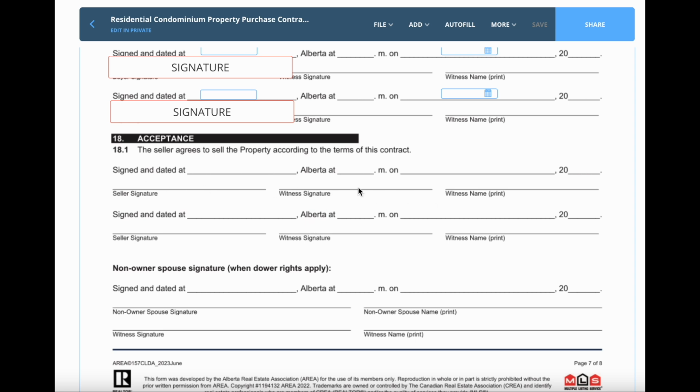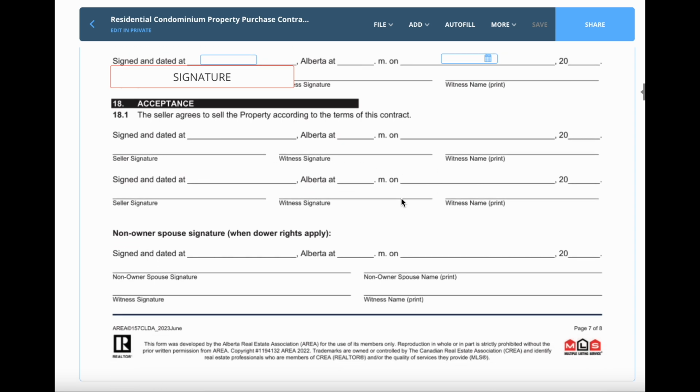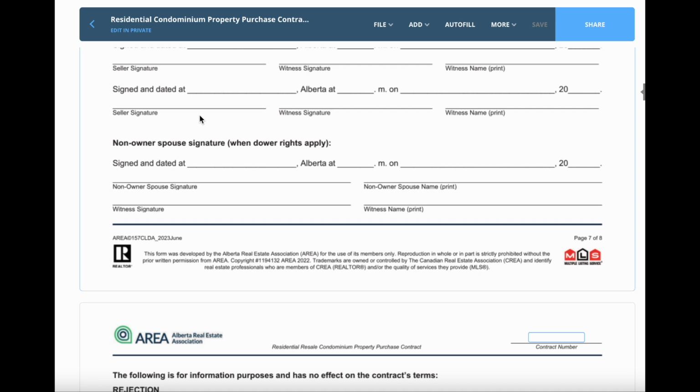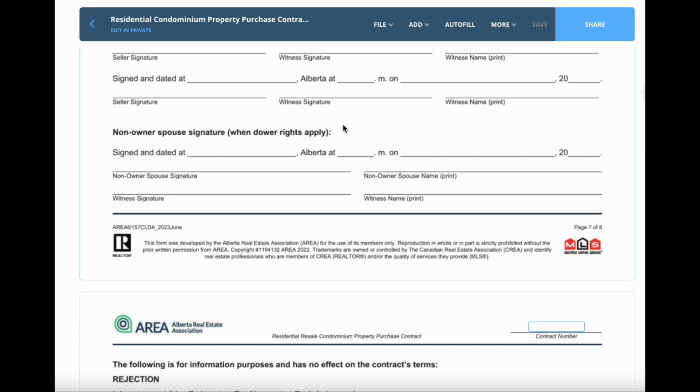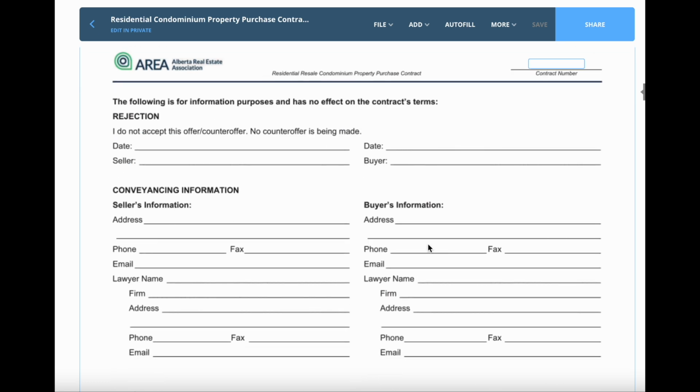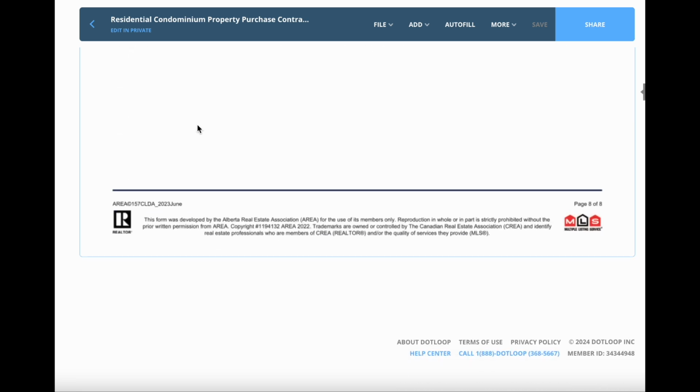Sometimes we do witnesses if it's not an electronic signature. And if we have a non-owner spouse, then this would be their spot. And if the seller does not accept our offer, they would fill out this rejection part. And that's it.